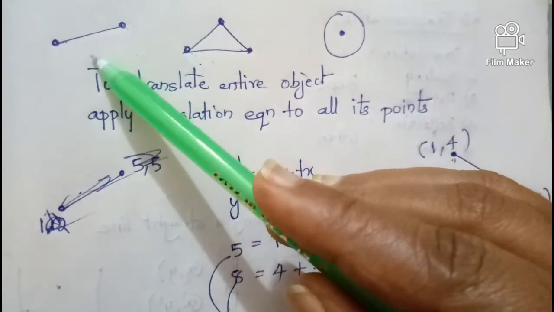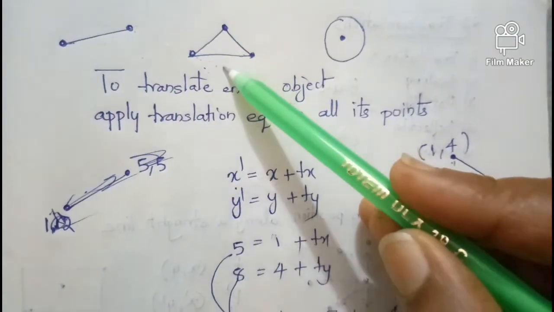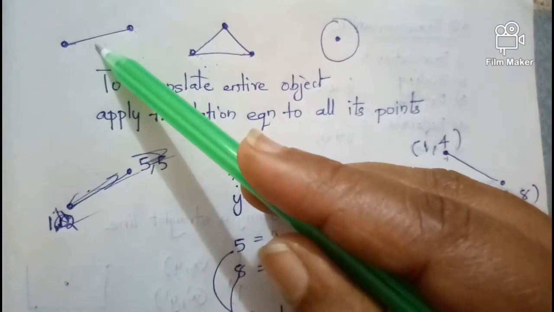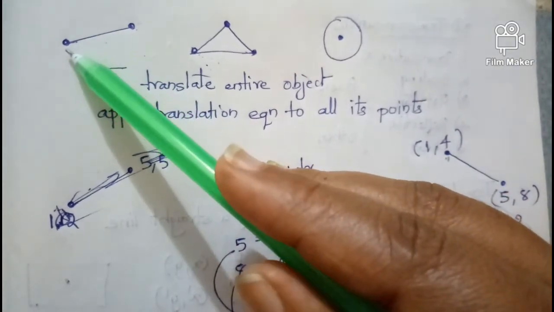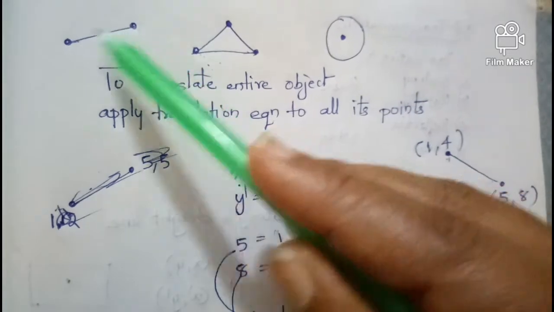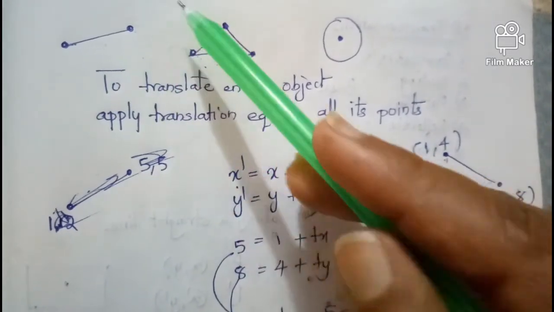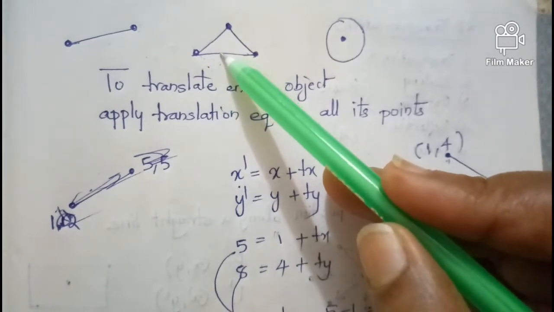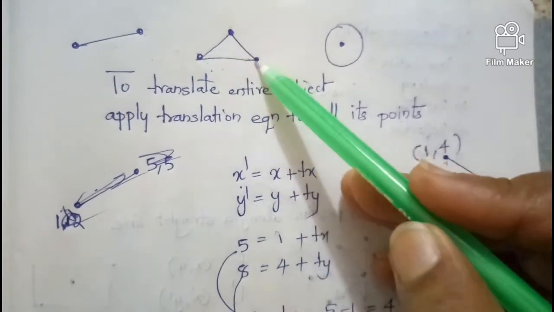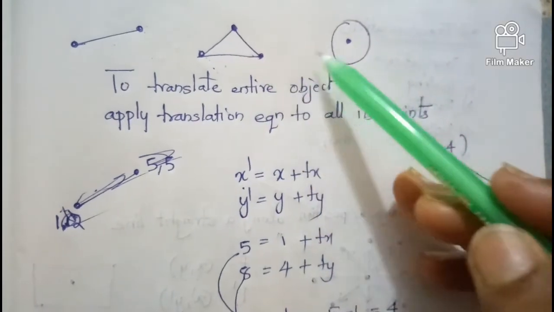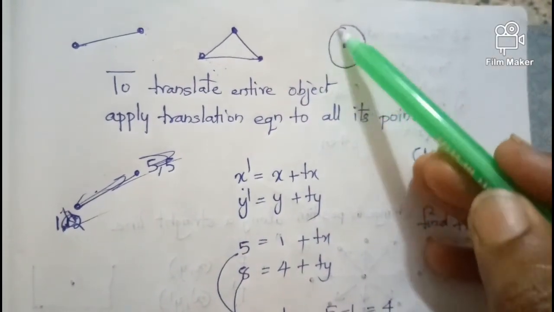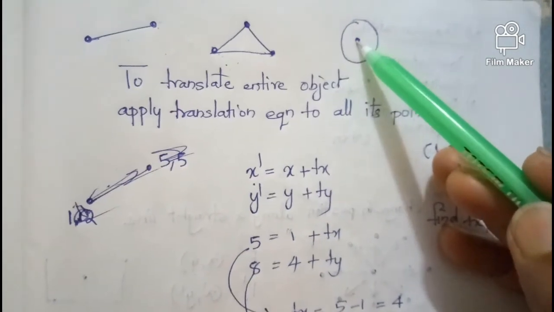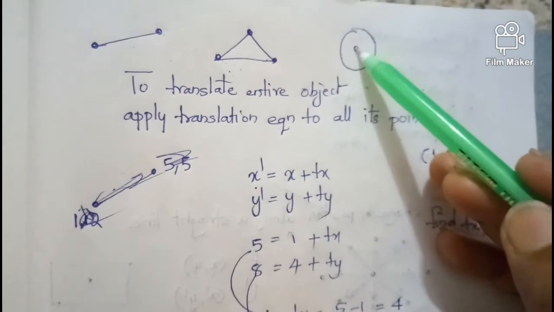Now let us see how you can translate a line or a triangle or a circle. To translate a line, we have to apply the translation equation to both these endpoints. What about a triangle? To translate this triangle, we have to apply the transformation equation to all these 3 points. What about a circle? A circle has only one point, which is at the center. So to translate a circle, we have to apply the translation equation at this point.